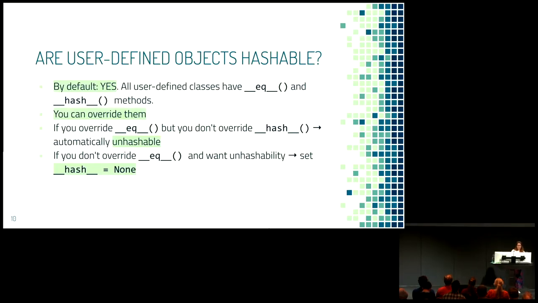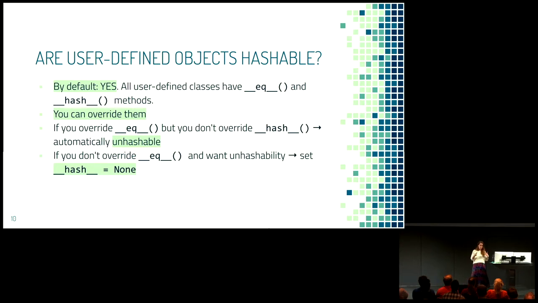So, are user-defined objects hashable? If I define a class, would this be hashable? Well, by default, yes, and it's the identity. But this is something you can personalize, and you have to proceed with caution. Hopefully this will serve as a roadmap of the things you don't want to stumble upon and the things you do want to do. So you can override them.